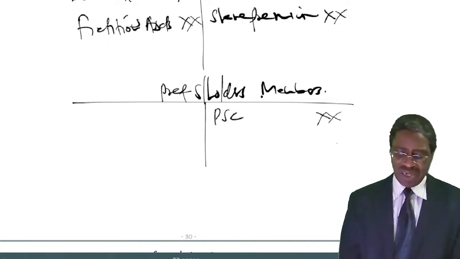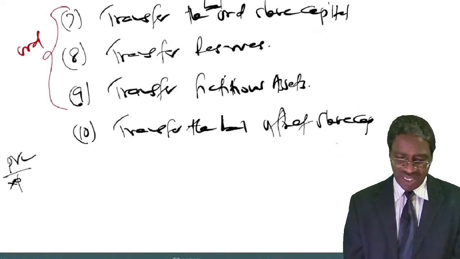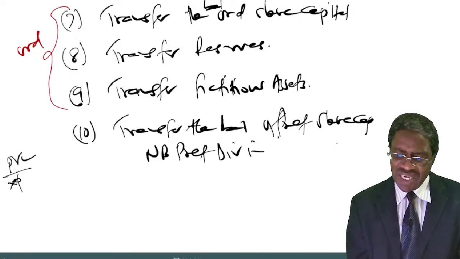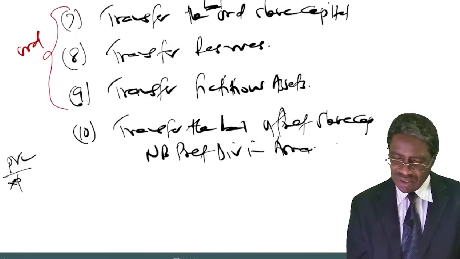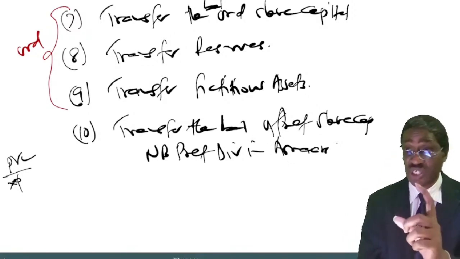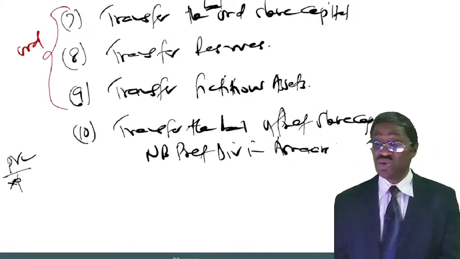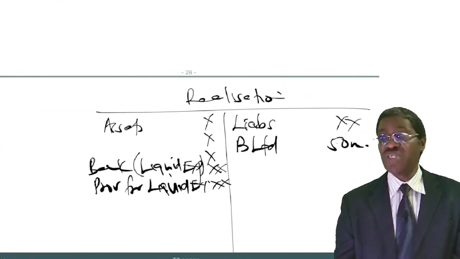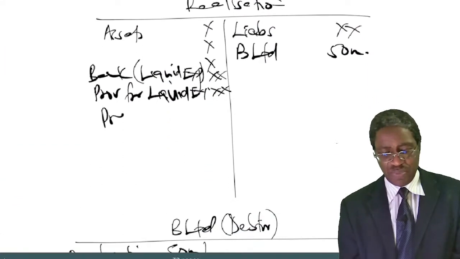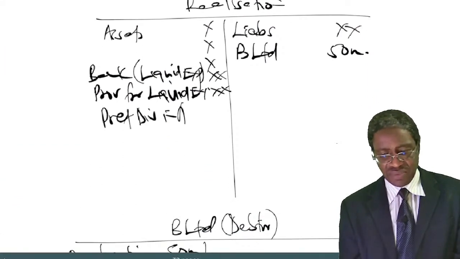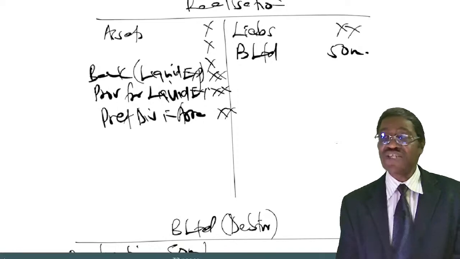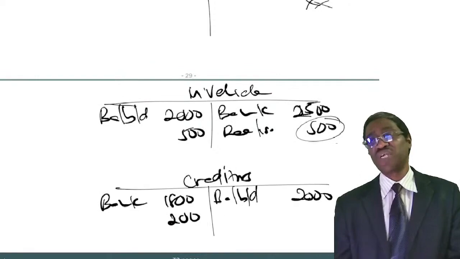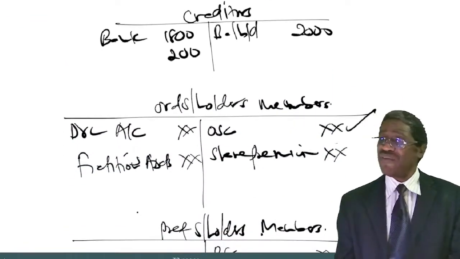So still under number 10, if there are any preference dividends that are still in arrears, these are amounts that you owe to the preference shareholders. You need to increase what you owe to them. So with the arrears, you will debit realization with whatever is the preference dividends in arrears, and you will credit preference shareholders members. We have a liability for them.